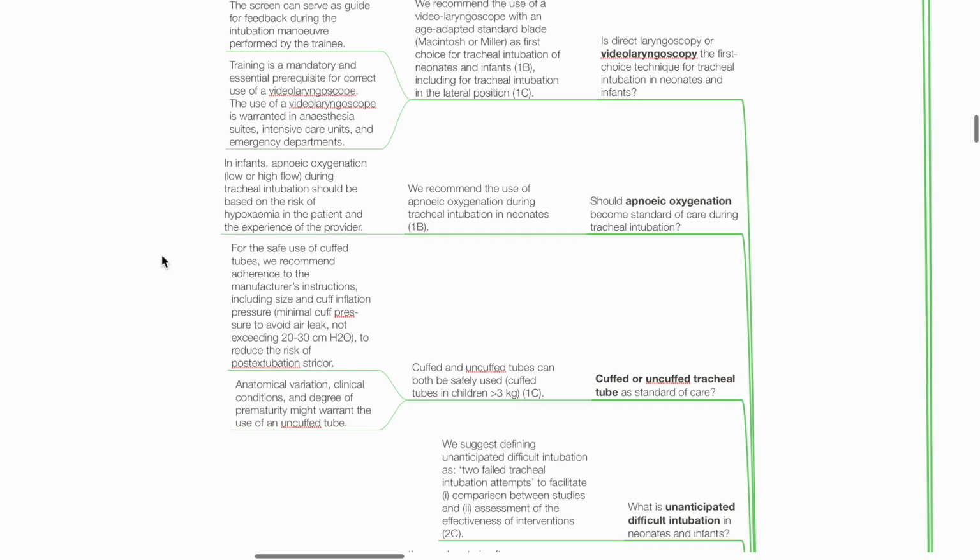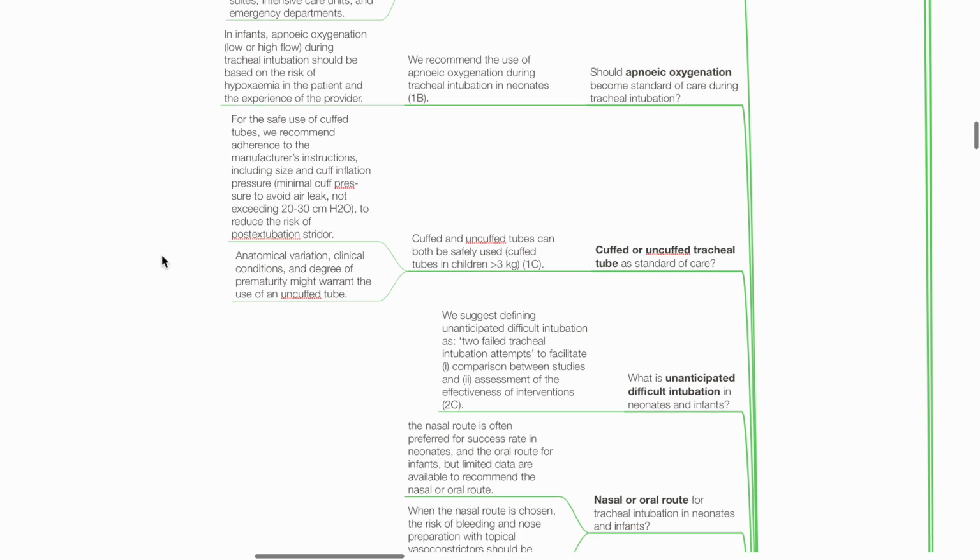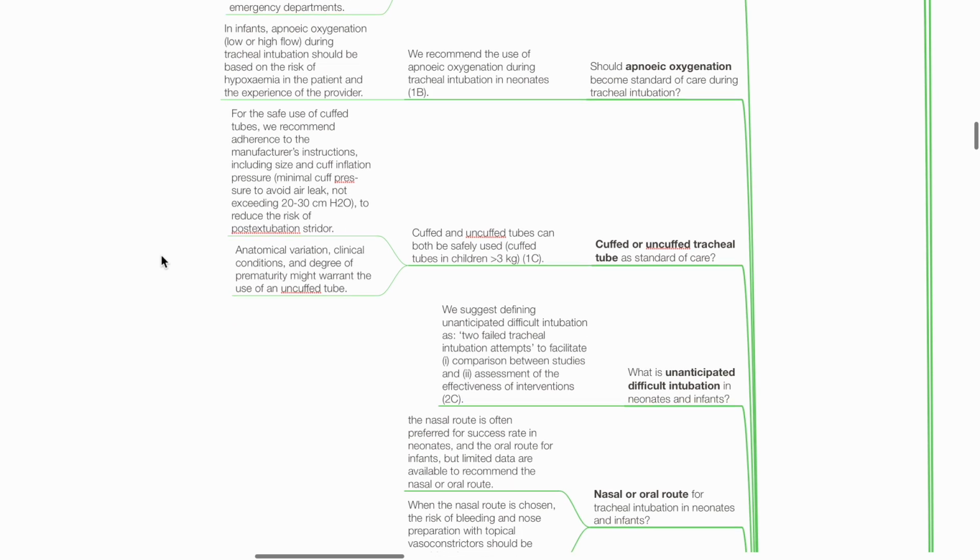Cuff or uncuffed tracheal tube as standard of care. Cuff and uncuffed tubes can both be safely used. Cuff tubes in children more than 3 kg. For the safe use of cuff tubes, it is recommended to adhere to the manufacturer's instructions, including size and cuff inflation pressure limits. Ensure minimal cuff pressure to avoid air leak, but not exceeding 20 to 30 cm H2O in general, to reduce the risk of post-extubation stridor. Anatomical variation, clinical condition, and degree of prematurity may warrant the use of uncuffed tube.